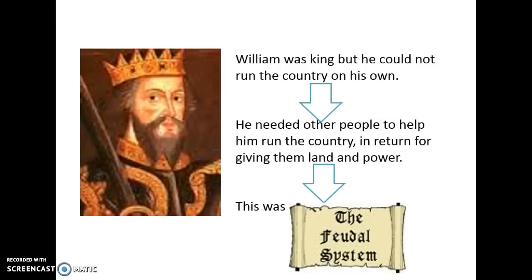All right, you do not need to write this part down, but this slide will hopefully explain the feudal system. William was the king at the time, but he could not run the country on his own. So he needed other people to help him run the country in return for giving them land and power. This was the basis behind the feudal system.